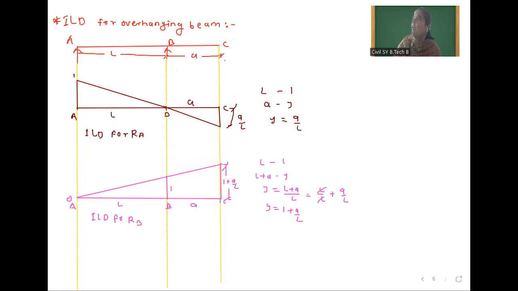Then we will draw the ILD for shear force and bending moment. I will use a separate page. Once again I will draw the original beam here. A simply supported beam is given first and second is a cantilever. Here a combination of two beams is there. So this is A point, this is B point, and this is C point. This distance is L meter and this distance is A meter.